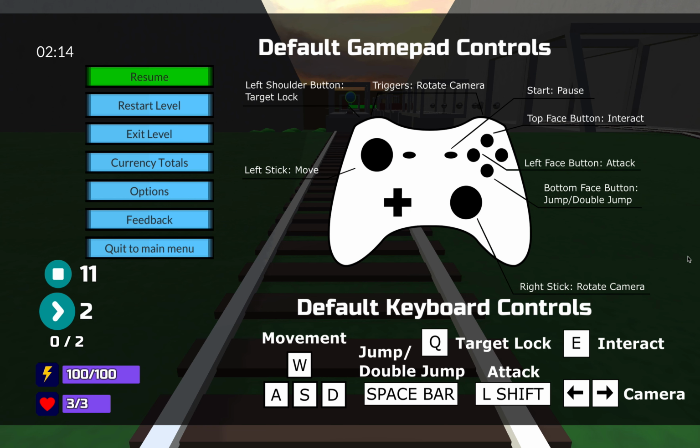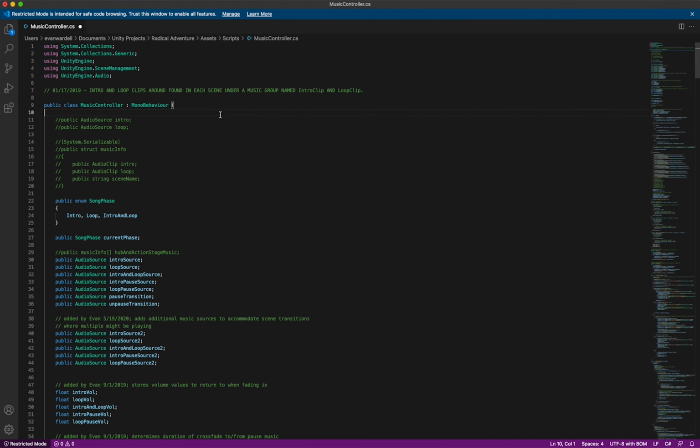As you can hear, upon pause, the music transitions from a faster-paced, high-energy level theme into a lo-fi version of the same music, with the same melody and overall structure at a slower tempo. And, on unpause, the same transition occurs in reverse. To see how this looks, let's take a look at the music controller script.